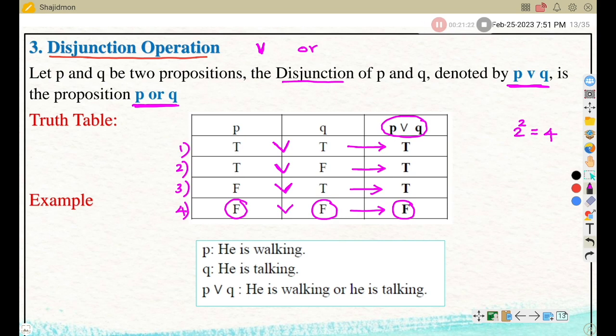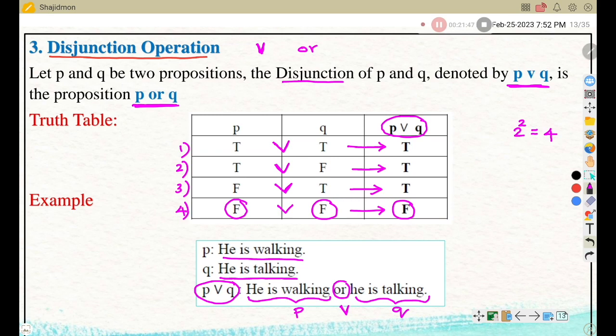Now let me see one English example here. P, he is walking. Q, he is talking. So how to write P or Q? First we write the P statement, that means he is walking, then instead of this symbol we use or, then we write Q, he is talking.